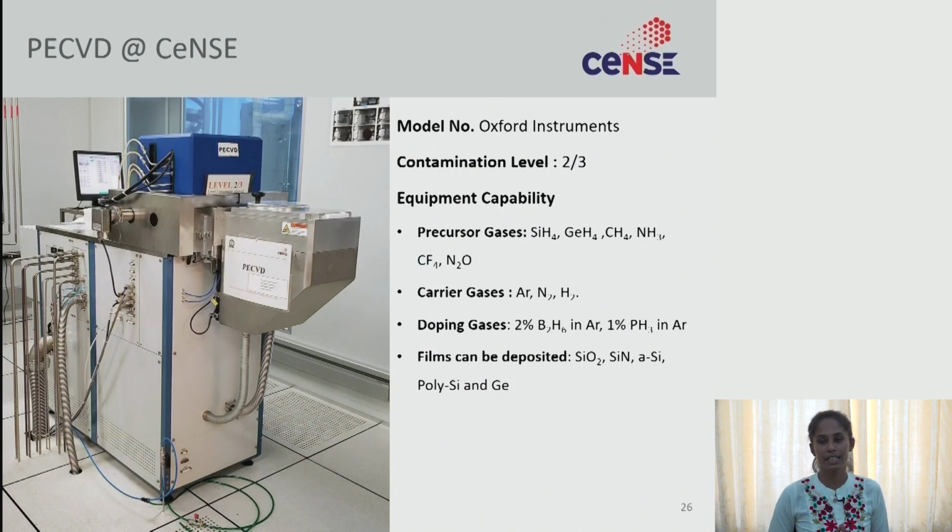PECVD. This is the PECVD tool at CeNSE, the plasma enhanced chemical vapor deposition tool. So the equipment capability: we are able to deposit silicon nitride, silicon dioxide, amorphous silicon and polysilicon, and also germanium. The precursor gases available are silane, germane, CH4, ammonia, CF4 and nitrous oxide, and we also have some carrier gases and doping gases, B2H6 and phosphine.